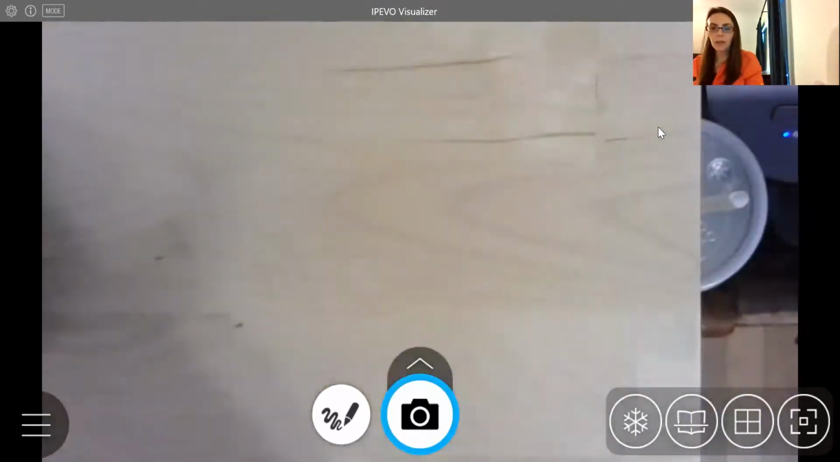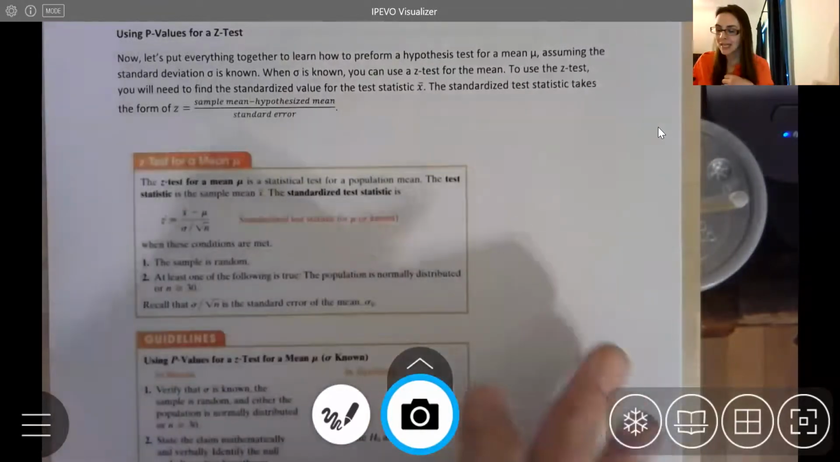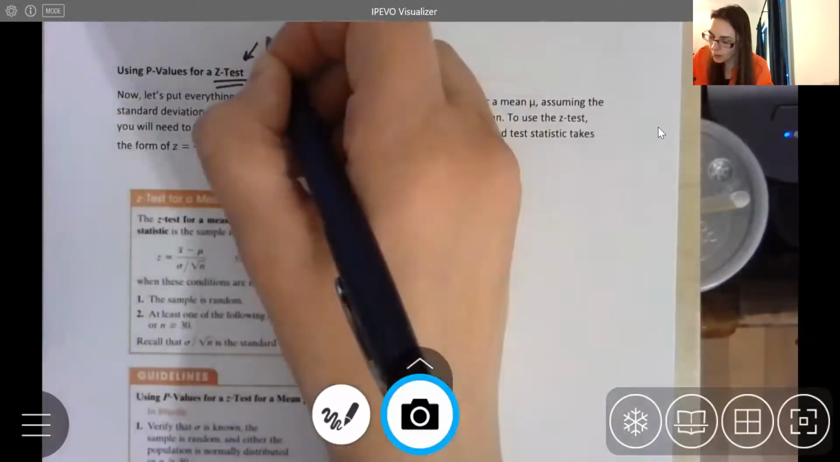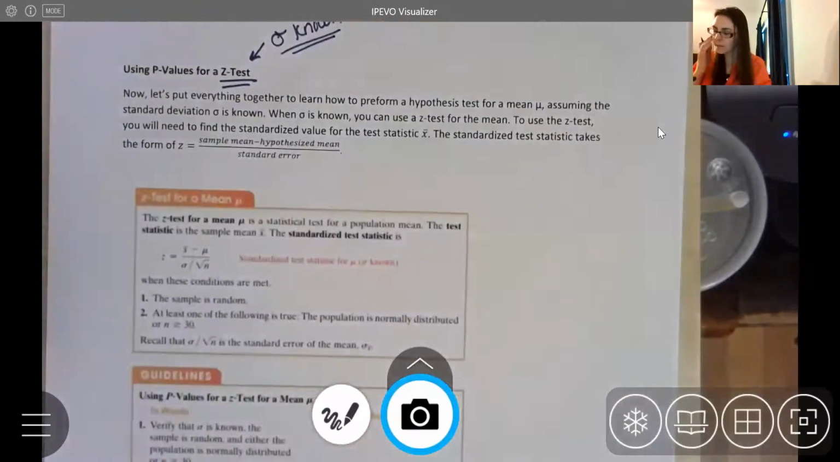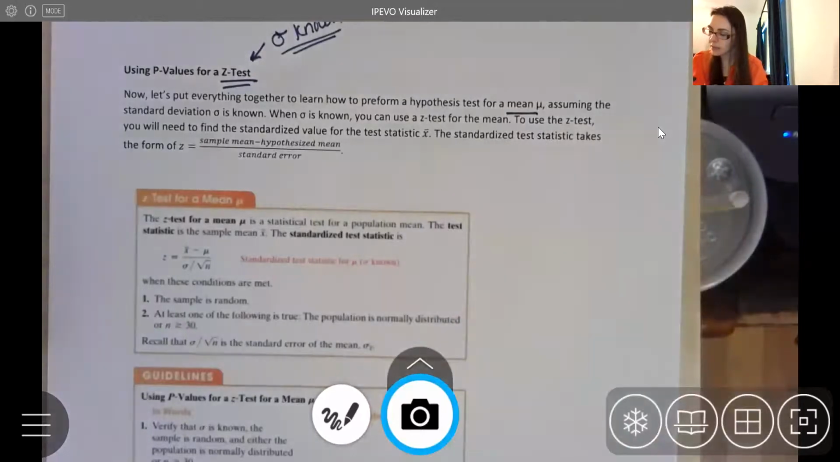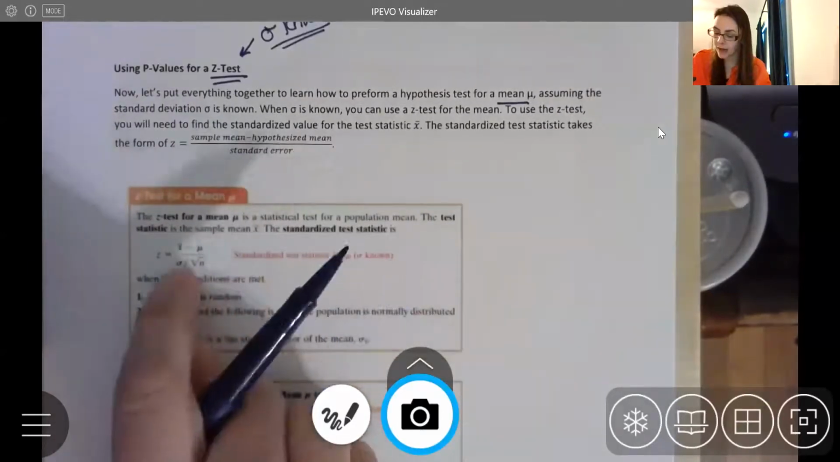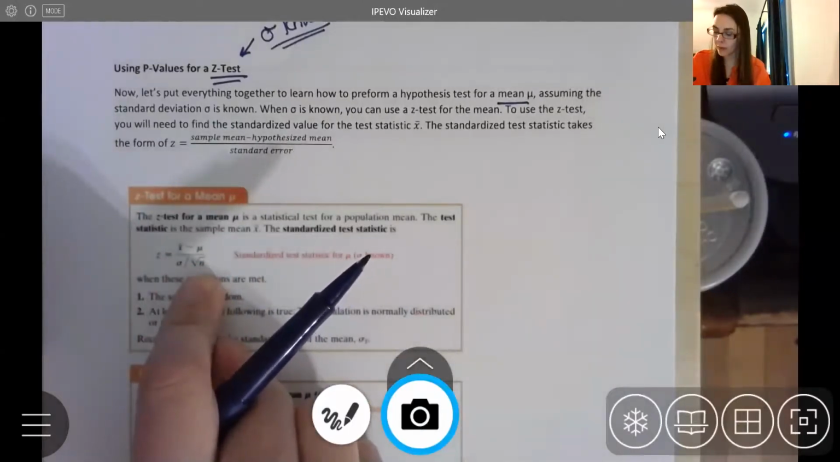All right, so let me give you the steps for the full process, and then in the next video, we'll go through some examples. So using p-values for a z-test, and a z-test is used when sigma is known. Okay, so again, we're looking for means here, and sigma is known. So we can use a z-test in this case, and we will find that sample statistic using basically a regular z-score formula, except we're dividing by sigma over the square root of n. So similar to using that central limit theorem that we had before.